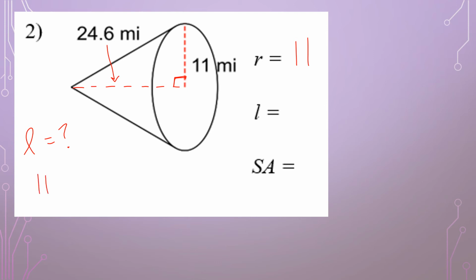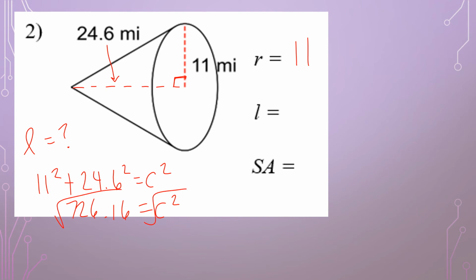So I have 11 squared plus 24.6 squared equals C squared. 11 squared plus 24.6 squared is 726.16. And then I need to take the square root of both sides, which you guys can do in your calculator, and we would get approximately 26 point, actually I want to make this L here so that we know what we're talking about. So L would be 26 point, I'm going to round it to 2 decimal places, 26.95.